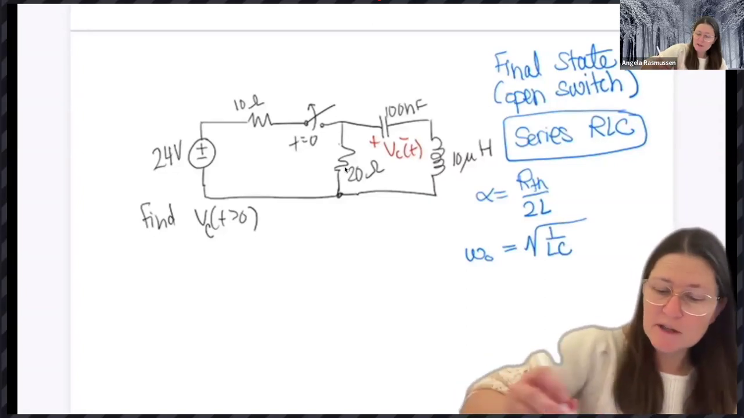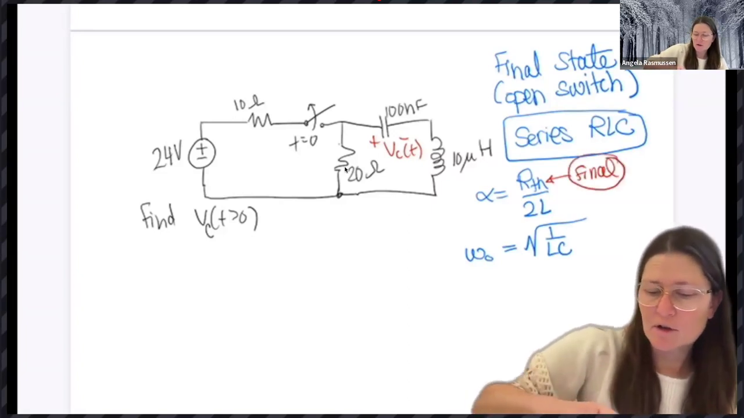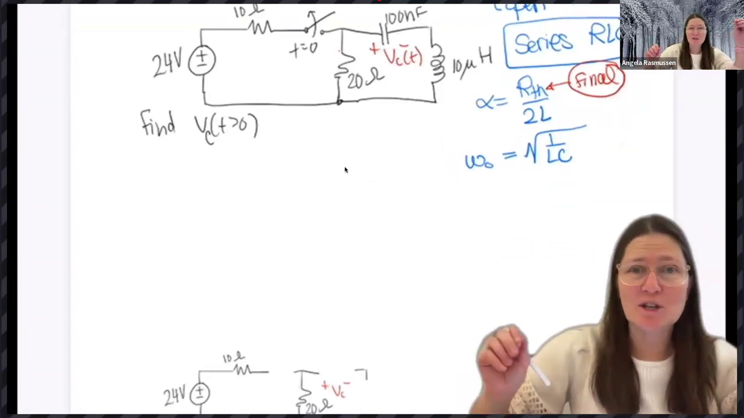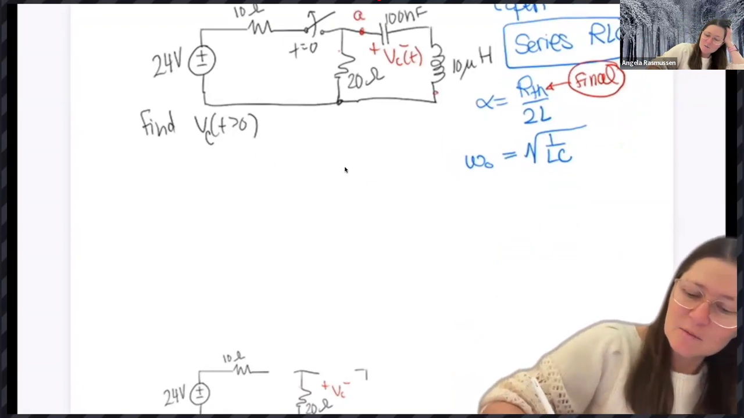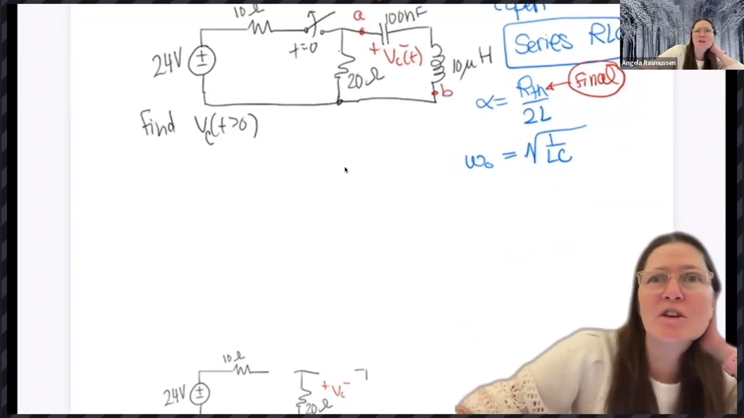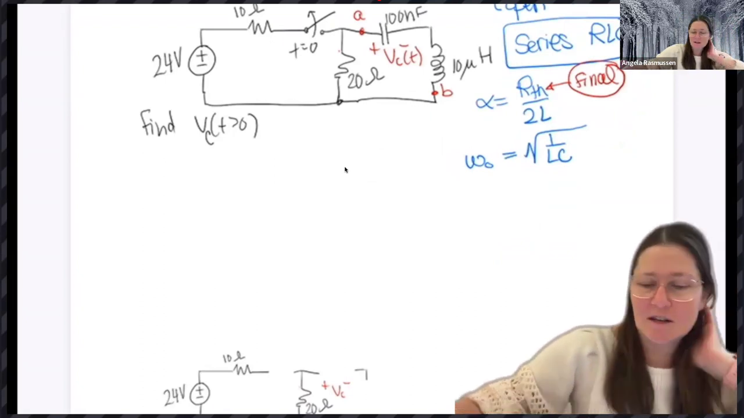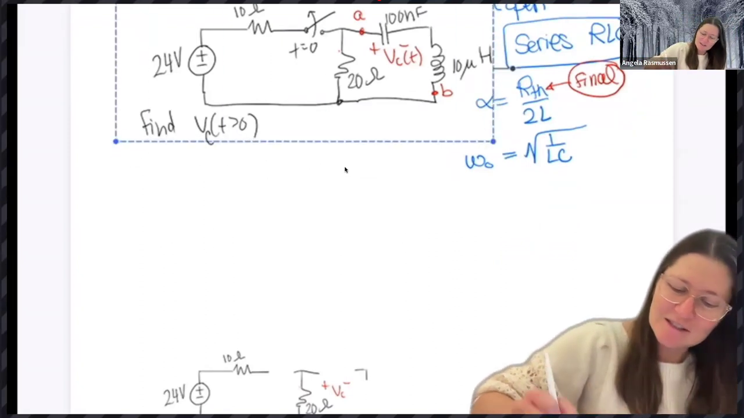So to determine this RTH, again, you're going to use the final state. With these in series it makes it easier because you can put the A and the B, you can move these so that they're right next to each other. And then there's your A and B, and you leave the, let me redraw it. Wait, I see a confused look on people's faces. So copy.